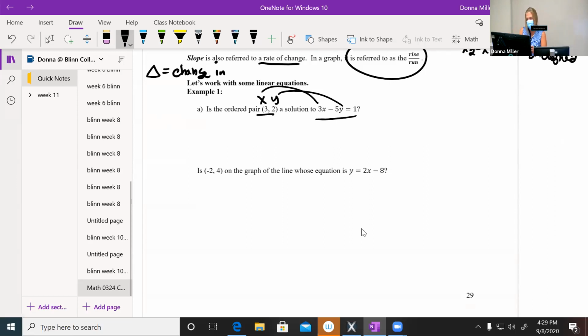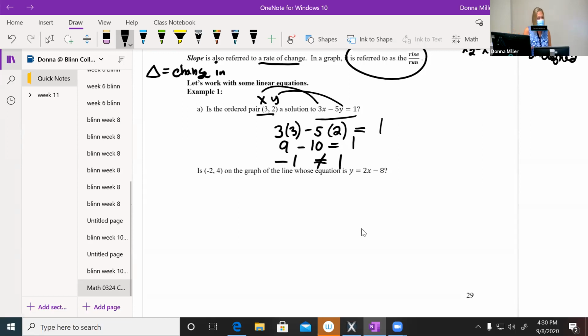All right. So I'm just going to plug it in for x and y. So I do 3 times x, which is 3, minus 5 times y, which is 2. And the question I'm asking, does that equal 1? I multiply it out. This is 9. 5 times 2 is 10. So I get negative 1.